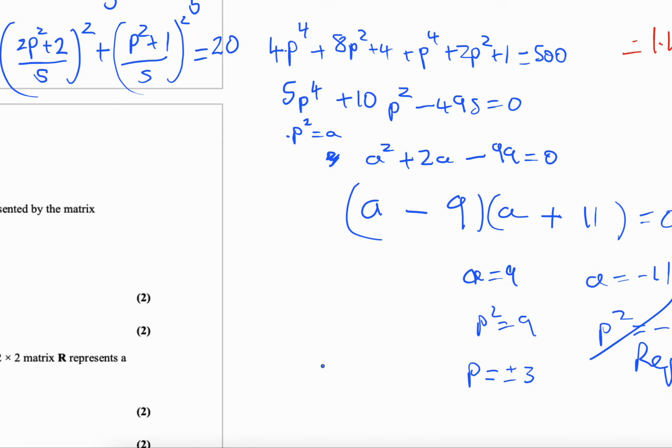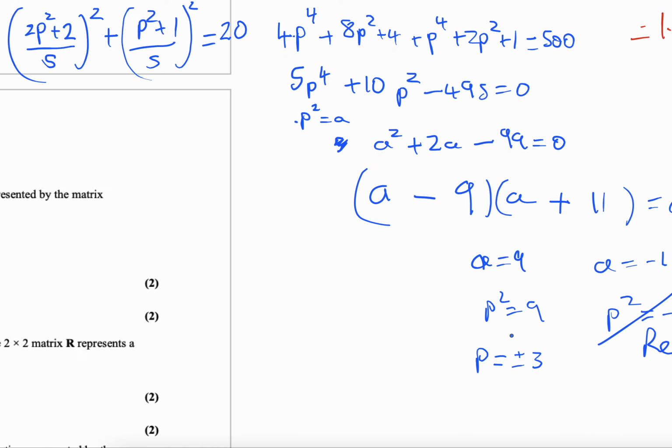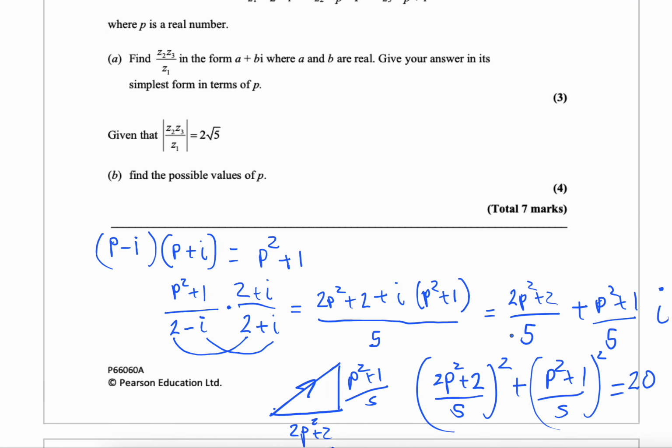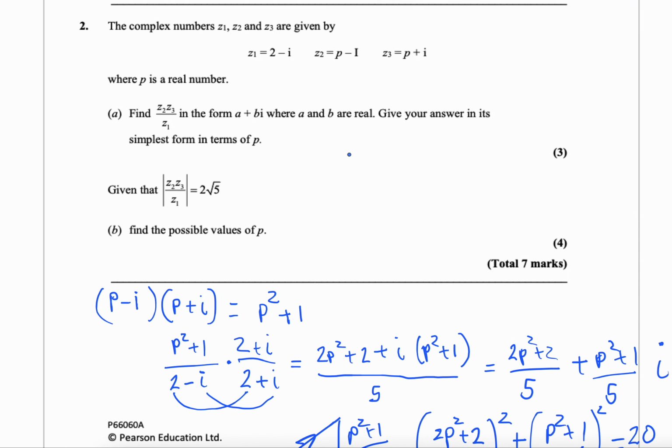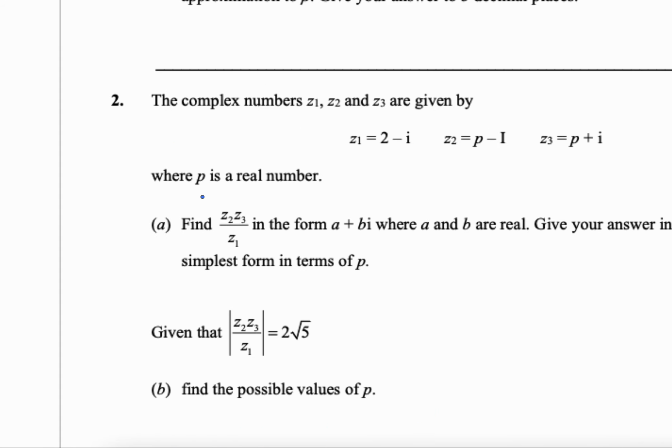Would both be acceptable? Why are you rejecting minus 11? Because p would be, what's the square root of minus 11? 11i, right. But what does the question say? Why are you square rooting minus 11? What does the question say? Possible values. P is a real number, not a complex number.